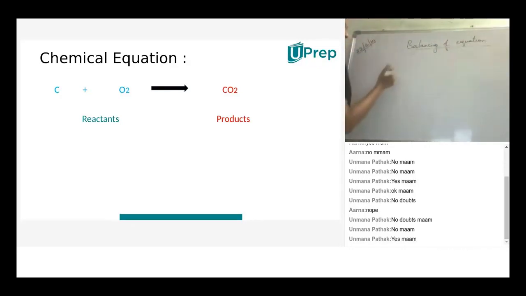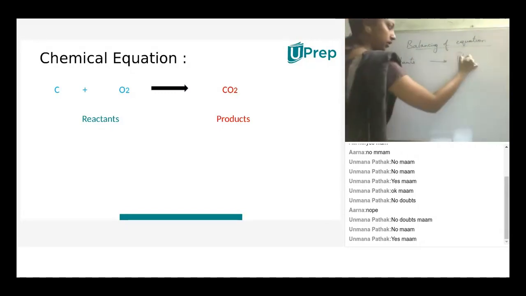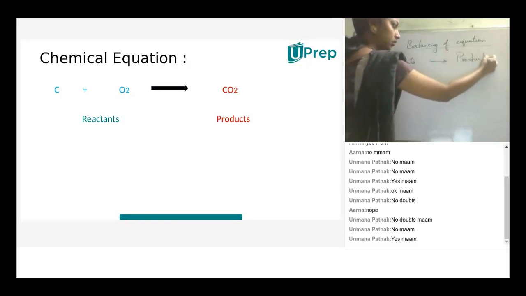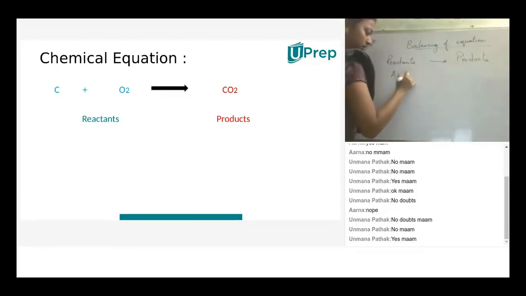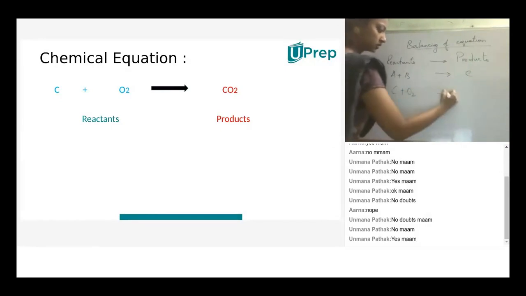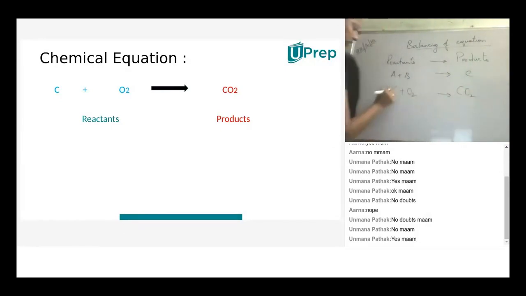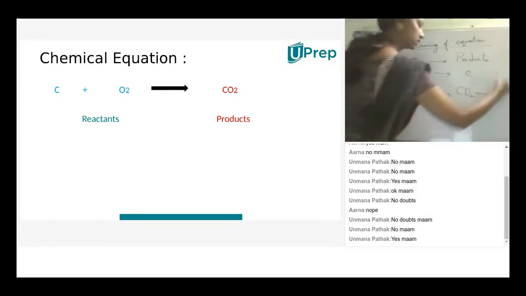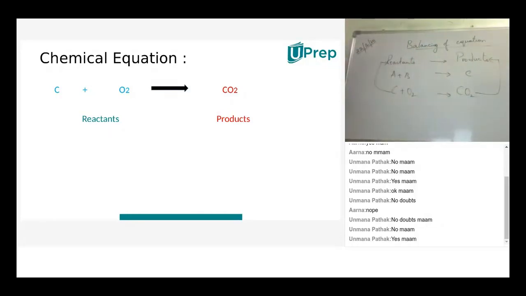When we discuss the balancing of equations, these are reactants, these are products. Am I right? That means A plus B gives rise to C. C plus O2 gives rise to CO2. So this is called reactants and this is called products. Any doubts? Yes? So here we know about the reactants and products.